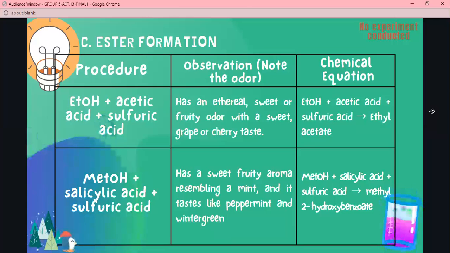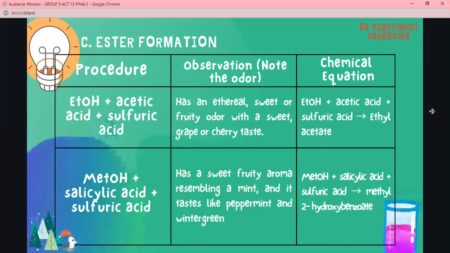Next is the ester formation. We have two procedures, and the first procedure is ETOH, or also known as ethanol, plus acetic acid, plus sulfuric acid. The observation of this procedure is that it has an ethereal, sweet or fruity odor with a sweet grape or cherry taste. Next is the chemical equation. The chemical equation of this procedure is ethanol plus acetic acid plus sulfuric acid yields ethyl acetate.